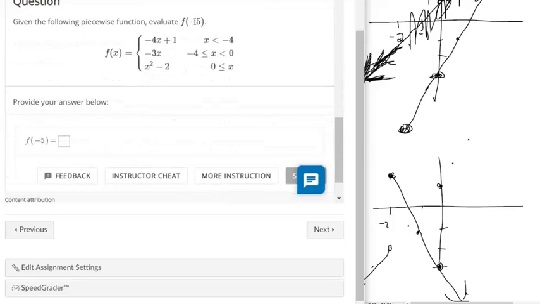Oh, they want me to do more. X is negative 5. That's this one up here, right? Because x is less than negative 4. If you plug in negative 5 in for x, that's a true statement. It's false everywhere else where you plug that in. So that's 20 plus 1, that's 21.